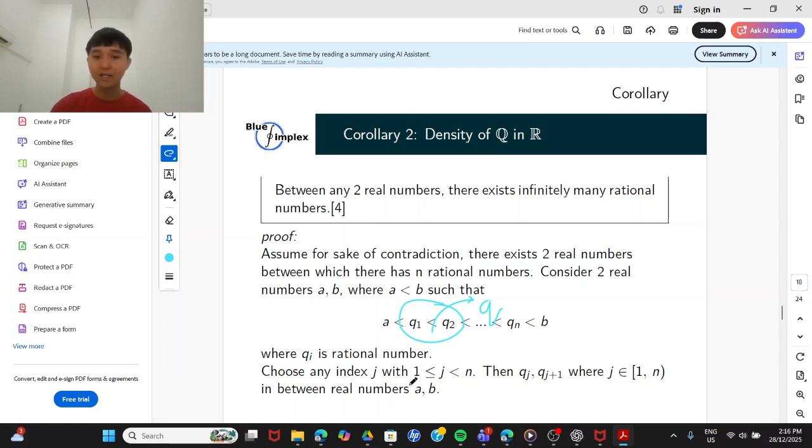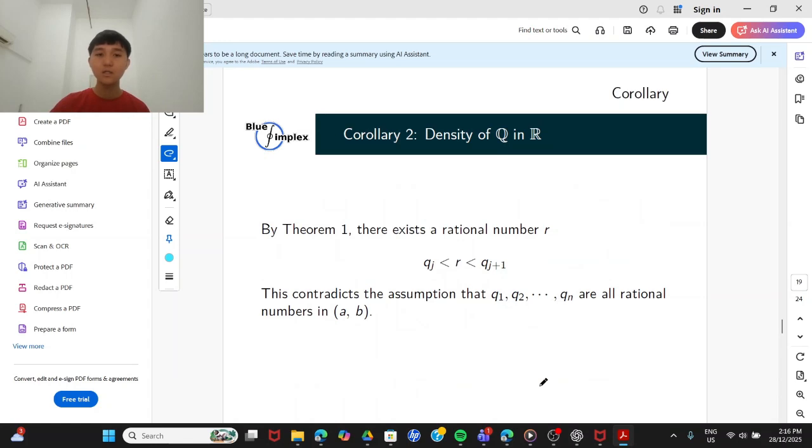So I choose any index j from 1 to n. Then between qj and qj+1 there is also a rational number. By the derived result, there exists a rational number r such that r lies between qj and qj+1. But we assumed that between q1 and qn there are only n rational numbers, and there is an extra one, which contradicts the assumption. So any two real numbers have infinitely many rational numbers between them.